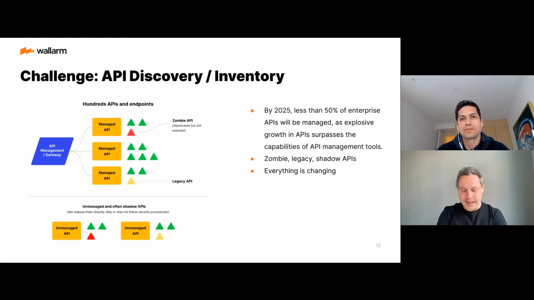And the interesting data about managed and unmanaged APIs is that by 2025, it is expected that half of the APIs won't be managed.